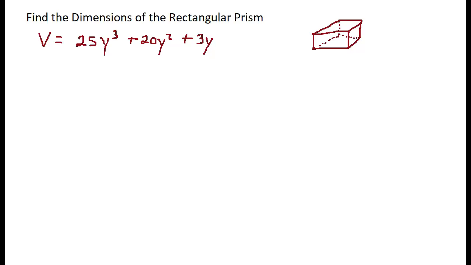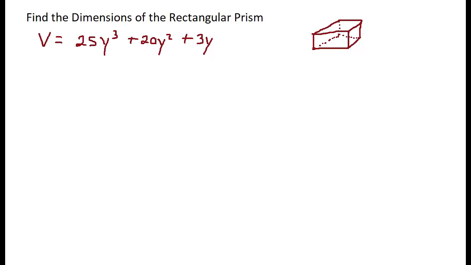Hi everyone, in this video we're going to find the dimensions of a rectangular prism while we are given the volume of the prism. Now we have a picture here of a rectangular prism. We have a length, a width, and a height. So we're given the volume, that means we have to find length, width, and height.